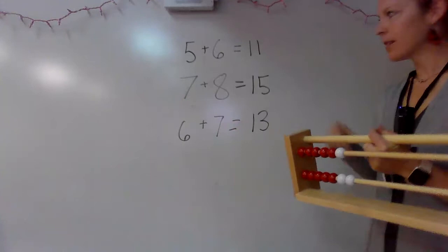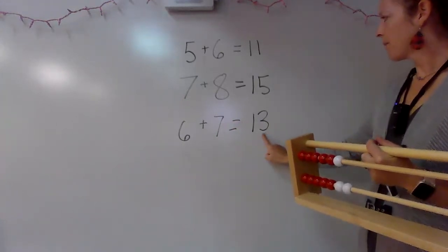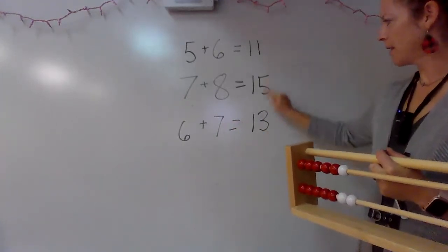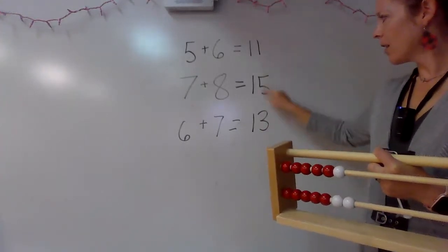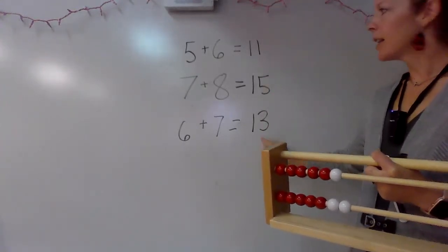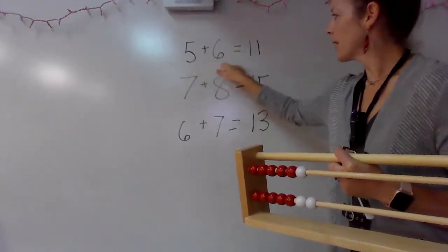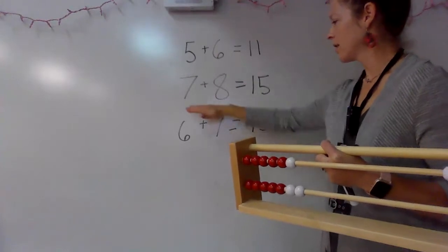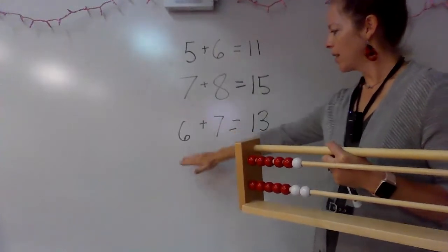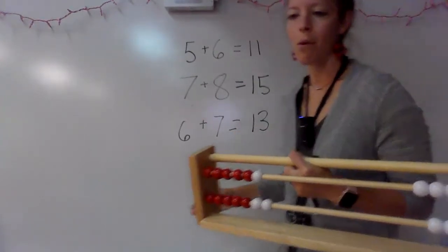What do we notice about these numbers here? 11, 15, and 13. These are all odd numbers. And each of these equations was a double fact plus one more. A double plus one more. A double fact plus one more.